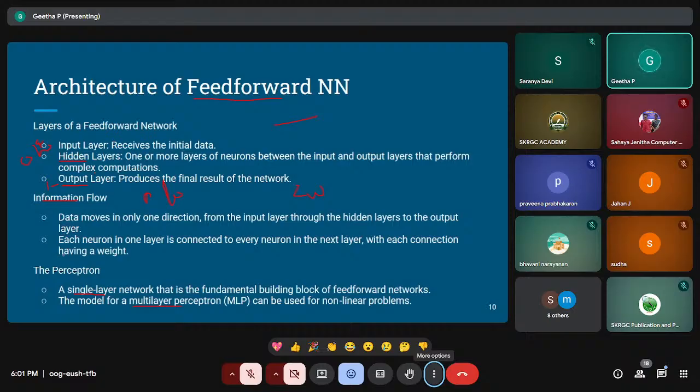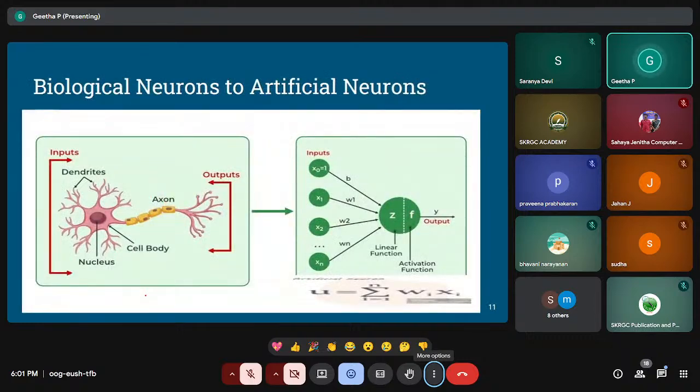And finally, we have the perceptron. Here we have a single-layer network or a multi-layer perceptron network. A single-layer network is for linear functions, and a multi-layer perceptron network is for non-linear functions. Next, we must know about biological neurons and how they relate to artificial neurons. You can see the picture of the biological neuron and how it is related to artificial neurons.